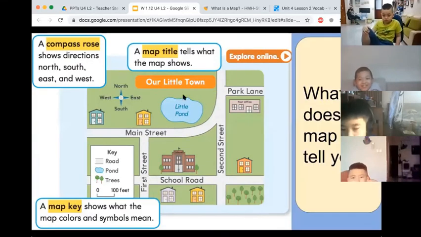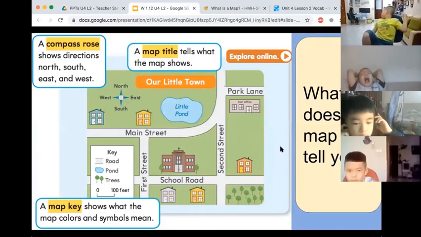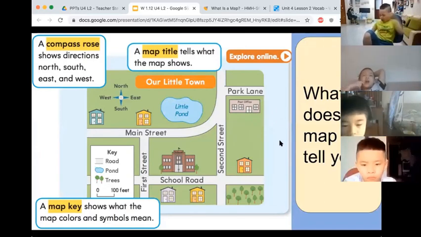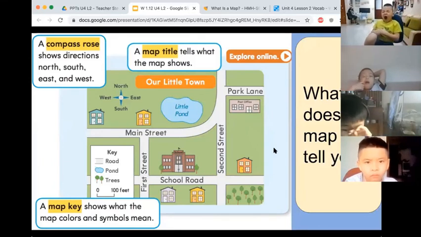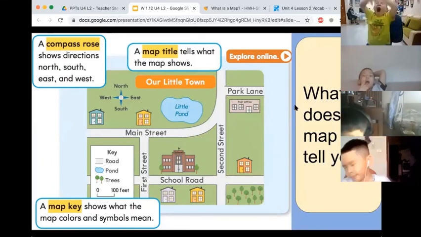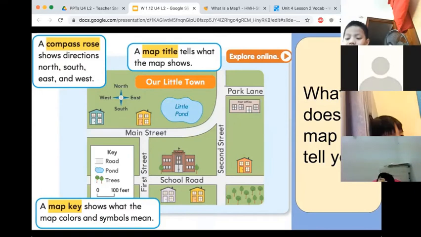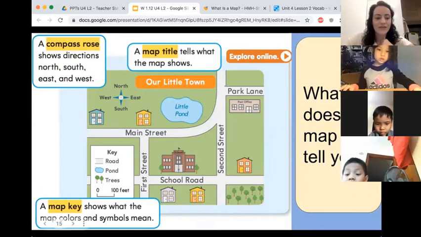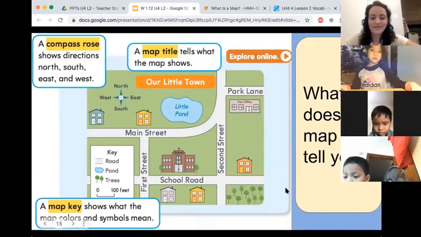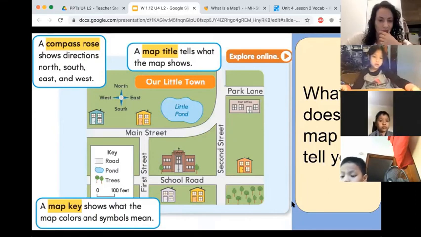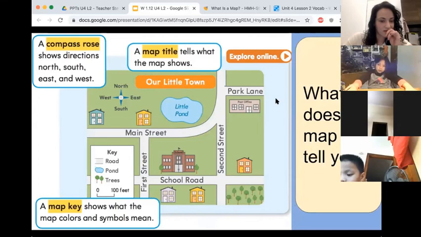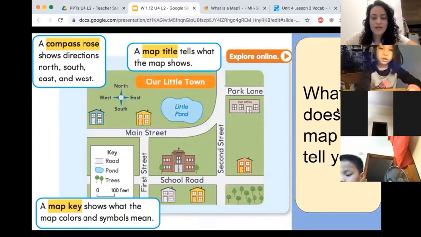Okay, let me go back to where we were. So, what does the map key tell you? What does the map key tell you? How about Lam Ang? What does the map key tell you? I'm not sure. Can you read this for me? A map key. A map key shows the map colors and symbols. So what can you learn from the map key?